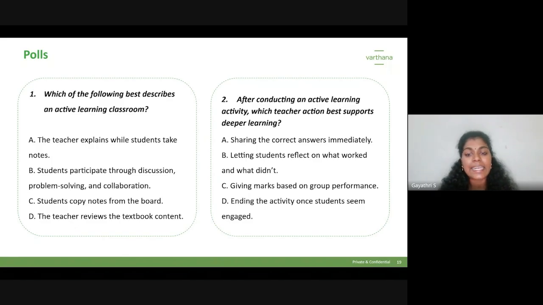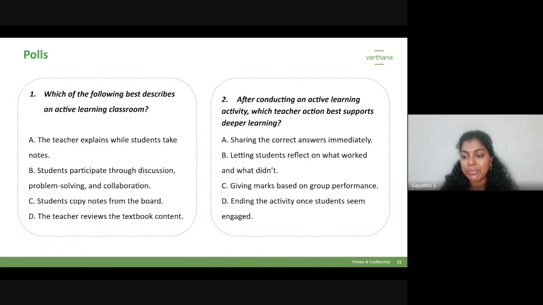Option D, ending the activity once students seem engaged. See, all of them seem to be correct, but according to you, what do you think the immediate action supports a deeper learning? The key is deeper learning. Okay. Some of you said option B. Option B. Okay. I'll wait for some more responses. Option B. Okay. Yes. Yes.